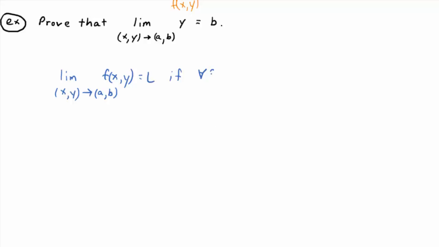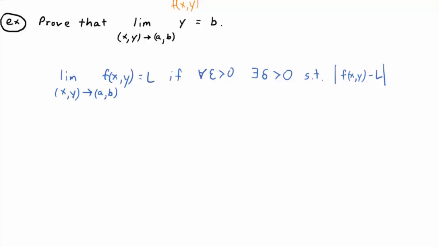If for all epsilon greater than 0, have you seen the backwards E before? Yeah, there exists. There exists a delta greater than 0, such that the distance between f(x,y) and L, that's just using absolute values, you could just subtract L from f(x,y) inside absolute value. That means distance between f and L.